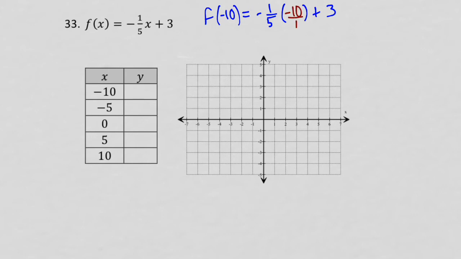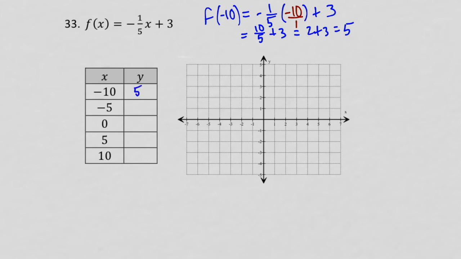I'm going to write in negative 10 over 1. Since it's a fraction, the negative 1/5, I want to make sure I can do it. Alright, so what I have is negative times negative, so it's going to be positive. I know that. 1 times 10 is 10. 5 times 1 is 5. So it's 10/5 plus 3. 10/5, that's 10 divided by 5. That's 2. So it's just 2 plus 3, which is 5. You get 5 for that first one.